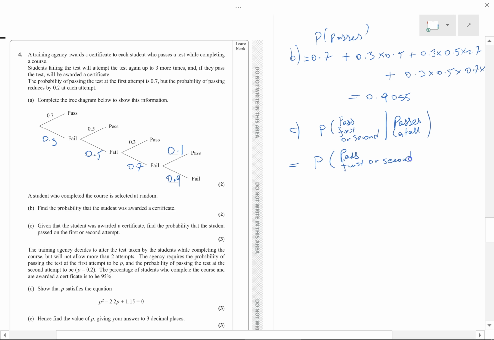Now that might seem a bit strange. I'll talk about that in a sec. It's always the probability of both of them happening divided by the probability that the conditional statement happens. So, passes.